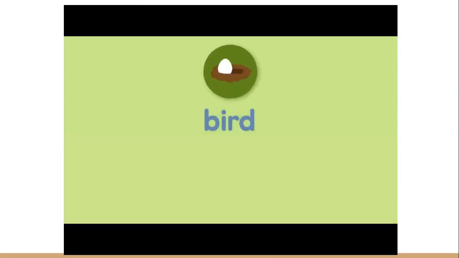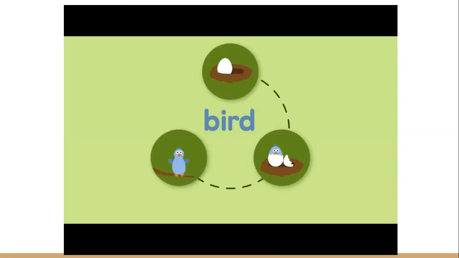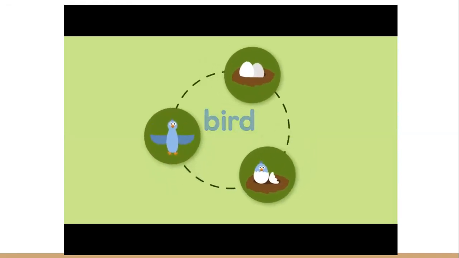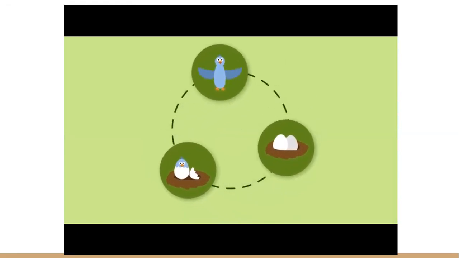A bird forms in an egg until it's ready to hatch. It will break out and be a baby bird in a nest. It grows bigger until it's ready to fly, and then it lays an egg and it starts all over again.